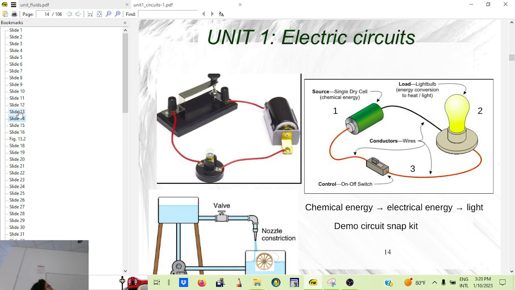Okay, so the first unit is going to be about electric circuits, and I will bring a demo on Thursday. I invested in demos this semester, and I will show you that on Thursday. Just to introduce: when you have an electric circuit, you always have two main components. You need a power supply, which could be a battery or the plug here, and you need a load. The load is what consumes energy. The power supply is what provides energy.